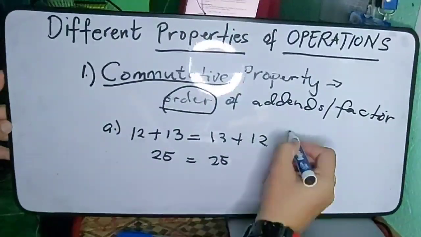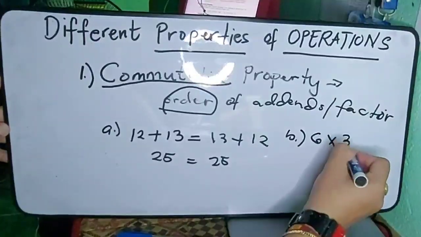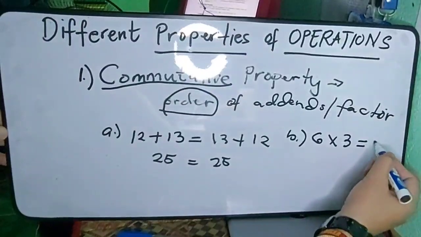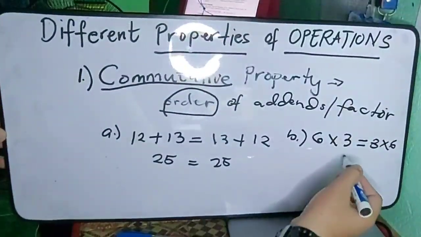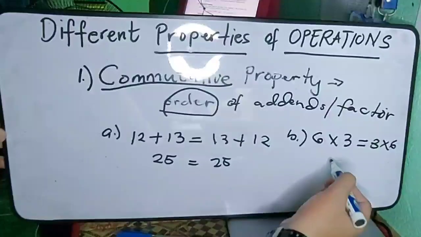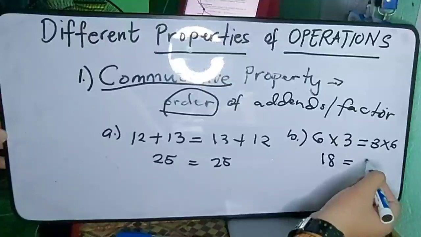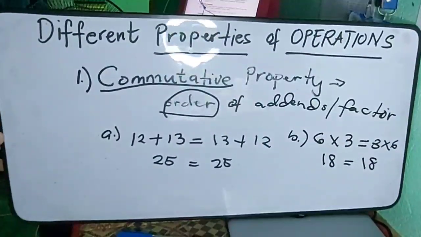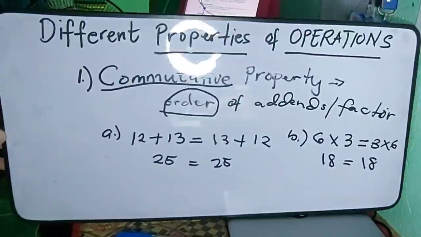Let's have another example. 6 times 3. Change the order of the factors: 3 times 6. Let's perform. 6 times 3 is 18, and 3 times 6 is 18. The same result. That is what we call the commutative property.